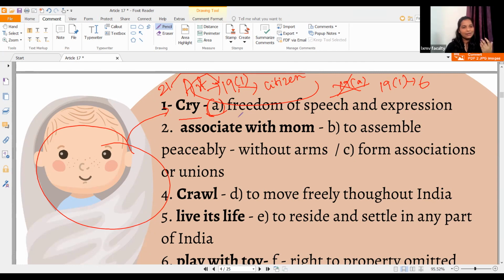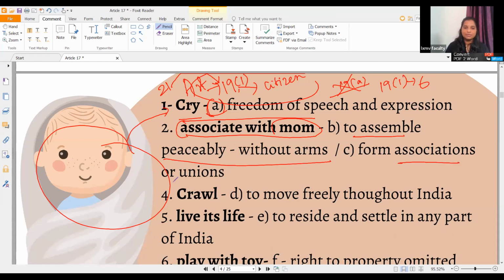Immediately after crying, the baby will associate itself with the mother, right? So it is something like association. You go and meet someone, you associate yourself. So this expression holds 2 freedoms to you. One is to assemble peacefully without arms. That is your associating, coming together. That is what assembling is. Next, you form associations per se. You assemble, then you get together. So 2 freedoms are there.